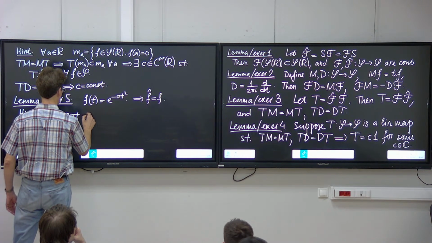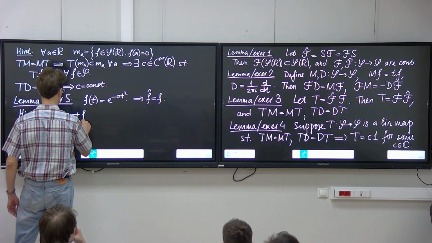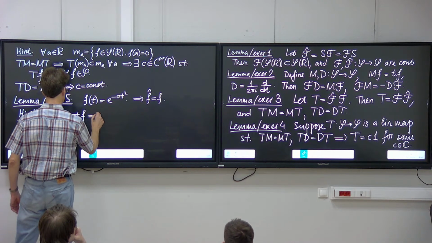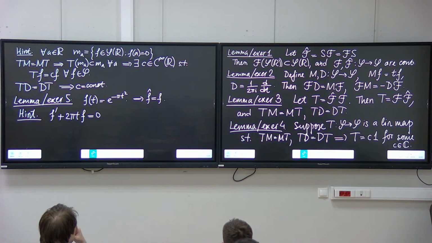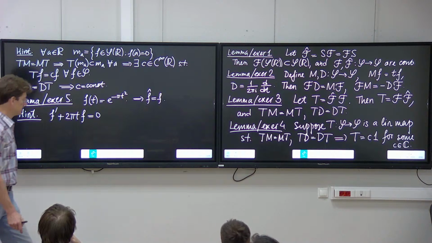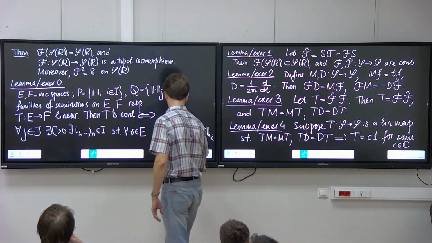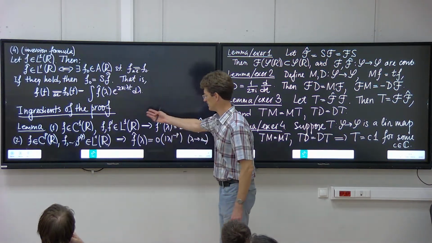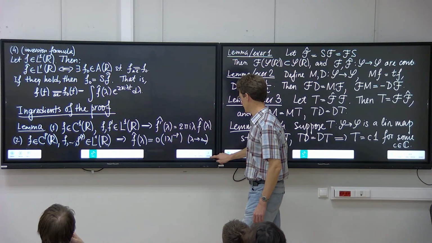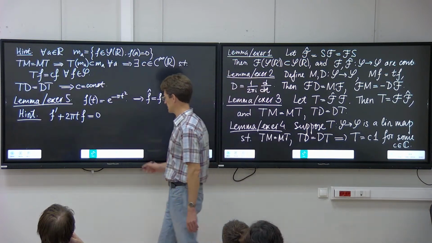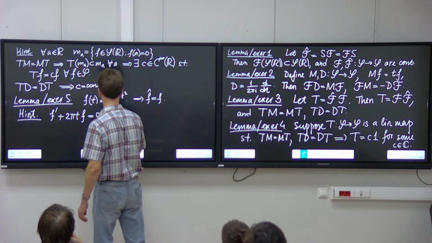we see from this formula that f satisfies the following relation. This is more or less clear from the exact formula for f. But if we now use the properties of the Fourier transform, I mean the properties given in this lemma, we easily deduce that f hat satisfies the same differential equation.